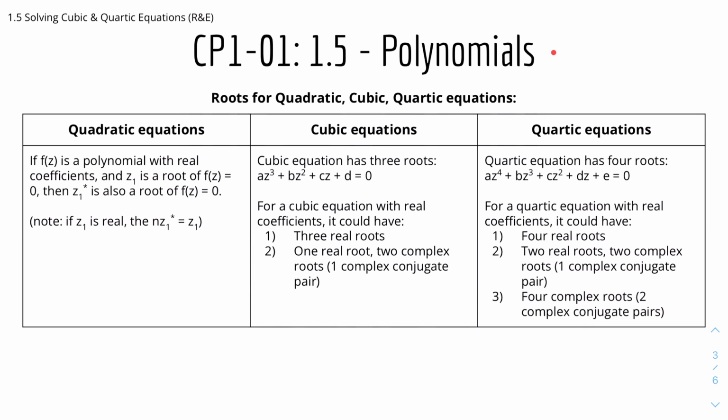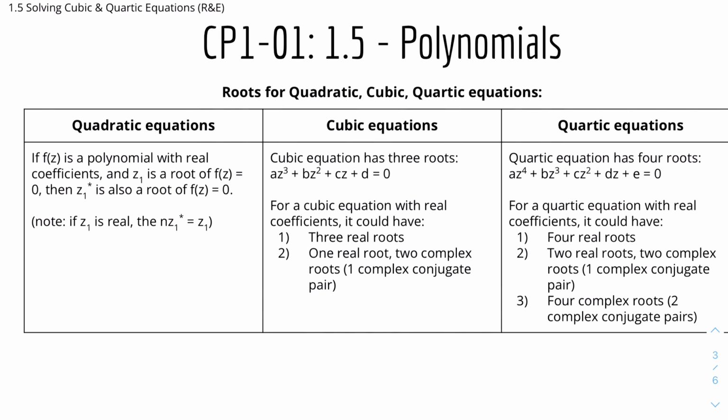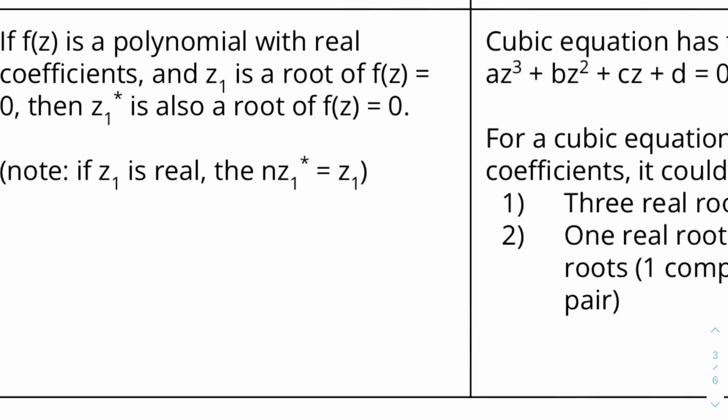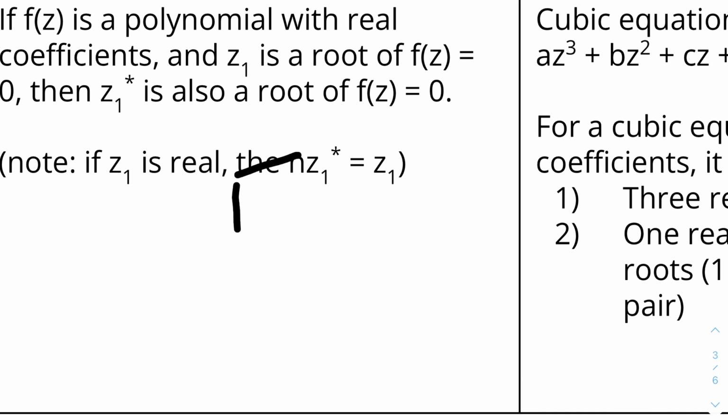And we'll look into polynomials now. So we'll look into roots for quadratic, cubic, and quartic equations. And we've looked into quadratic equations last video, so I'll just give you guys a recap. So if f(z) is a polynomial with real coefficients, and z1 is a root of f(z) = 0, that means the complex conjugate of z1 will also be a root for f(z) = 0. So here's some notes for you. And sorry, this is a typo. Should be 'then'.